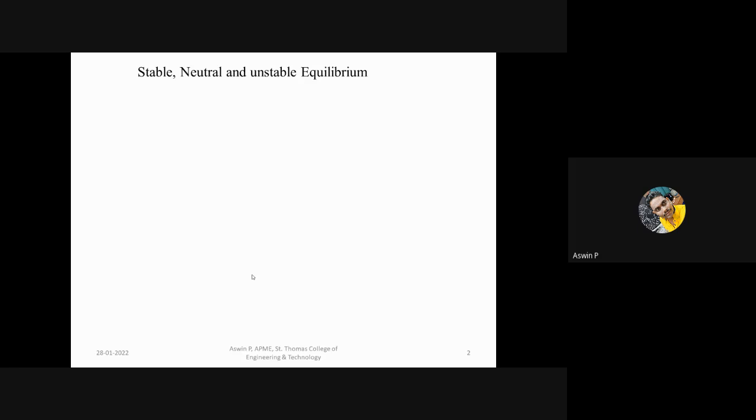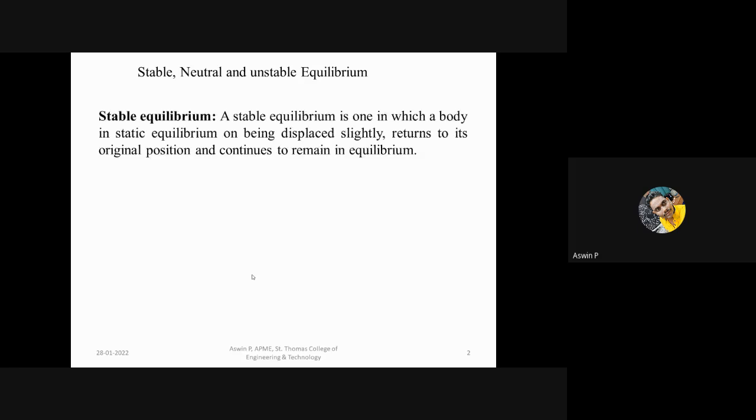And the first one is stable equilibrium. Heading: stable equilibrium. It's actually a very common equilibrium. Whenever we apply a force, the position changes, and when the force is removed, the element returns towards its original position. This is the common equilibrium known as stable equilibrium.